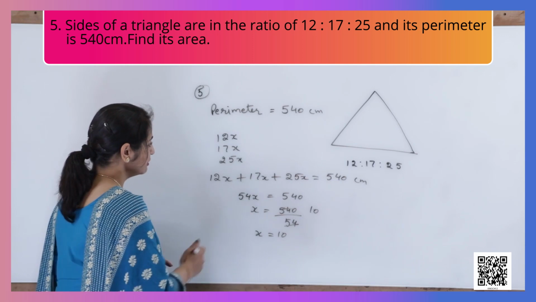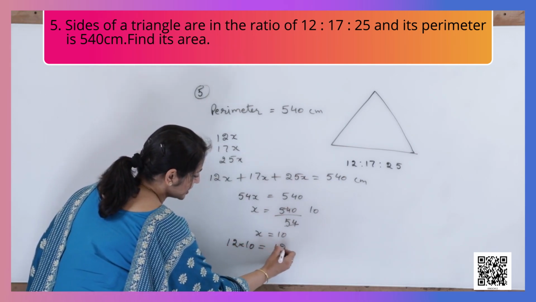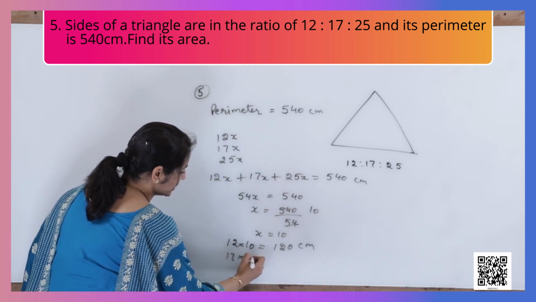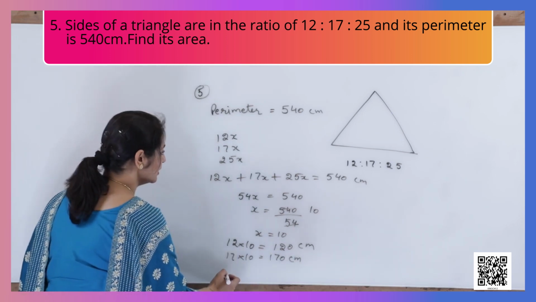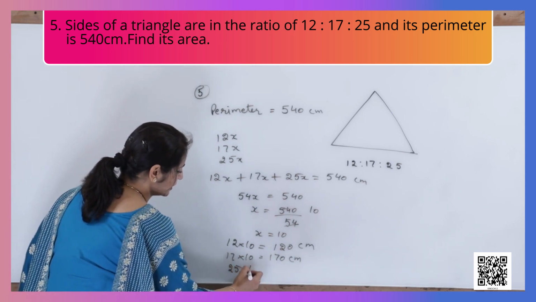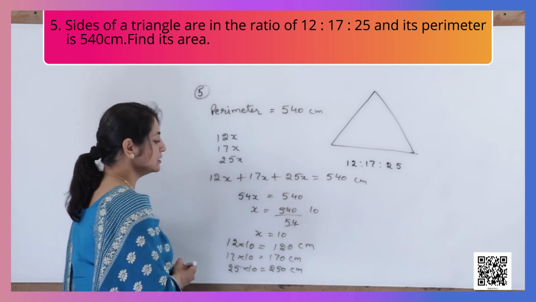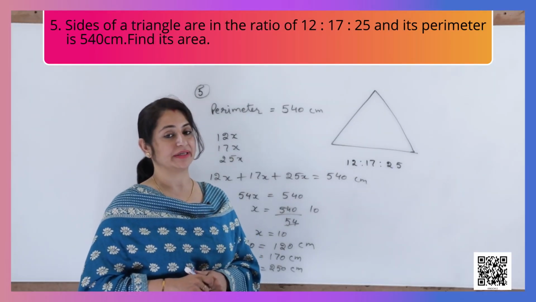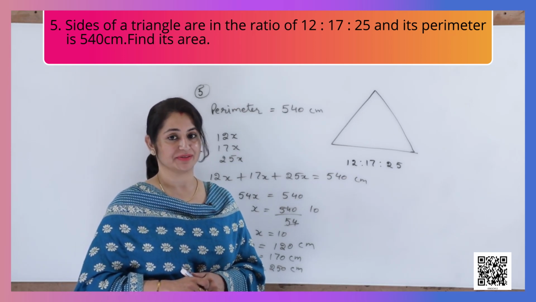For the sides, we will have to multiply 12 by 10 for the first side. It will give us 120 centimeters. 17 multiplied by 10 will give us 170 centimeters. That's the second side. And 25 multiplied by 10 will give us 250 centimeters. That's the third side. Now that we know all the sides of the triangle, we can easily calculate the area with the help of Heron's formula. So let's move to the next question.